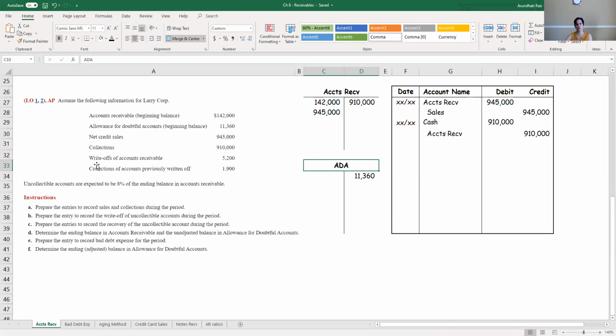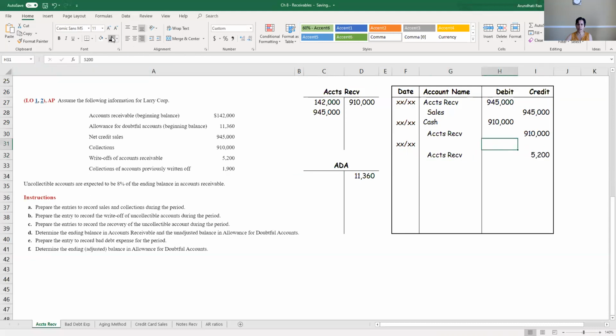Now, I've been told that I wrote off accounts receivable. At some point of time during the year, I got information that a client is not going to pay the money that they owe me. Most probably, the client has filed for bankruptcy, and I have given up hopes of collecting that money, so I need to take that off my books. What taking it off the books means is I'm going to credit the account without getting cash. I'm going to credit the $5,200. I didn't get the cash.